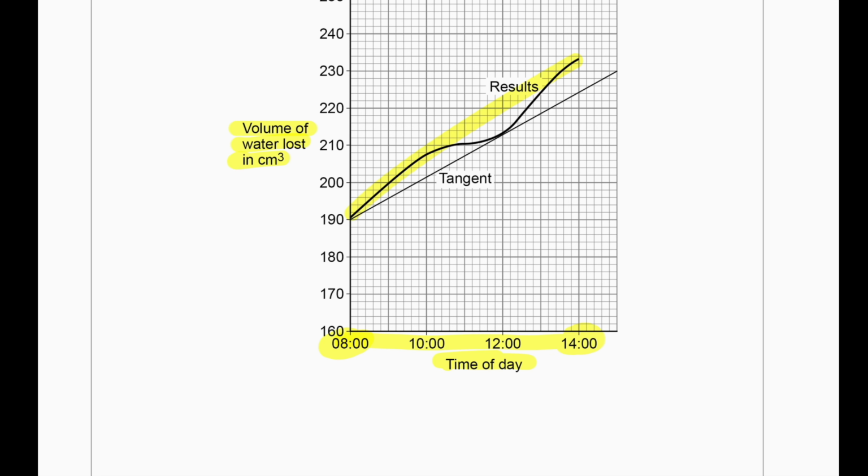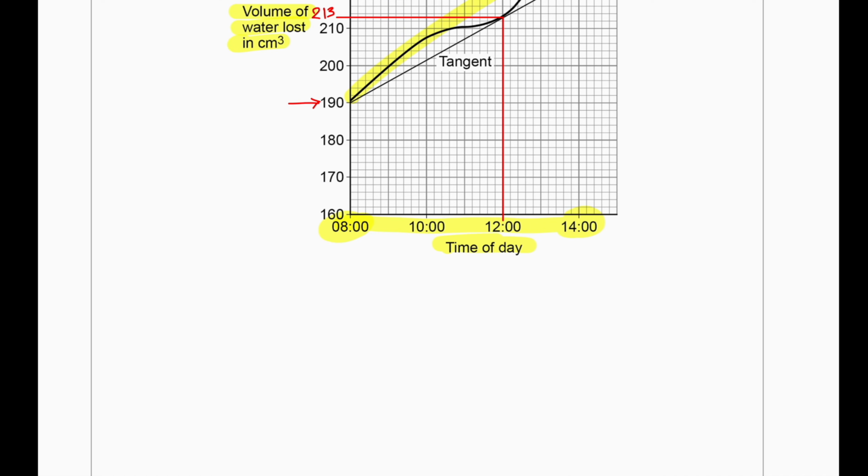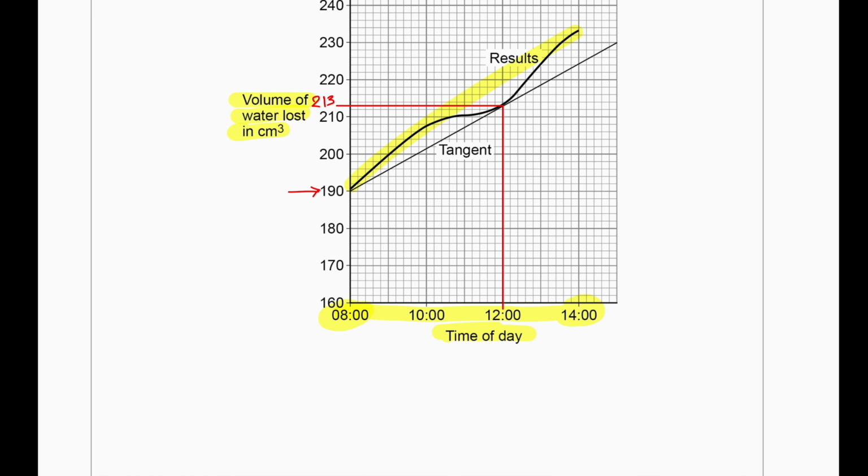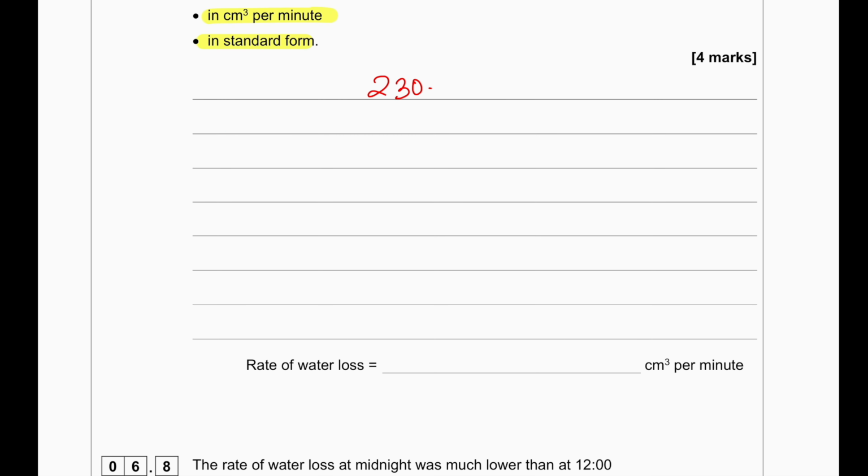If we use the tangent, then at 1200 we see that it is 213 cm cube of water lost. We started from 8 a.m. when we had 190 cm cube of water lost. Since we are asked to use the whole tangent, we can use the entire value, where this is 1500 and 230, starting from 190. So our answer will be 230 minus 190 divided by a total of 7 hours, which is 15 minus 8. This gives us 40 divided by 7, which is 5.71 cm cube per hour.